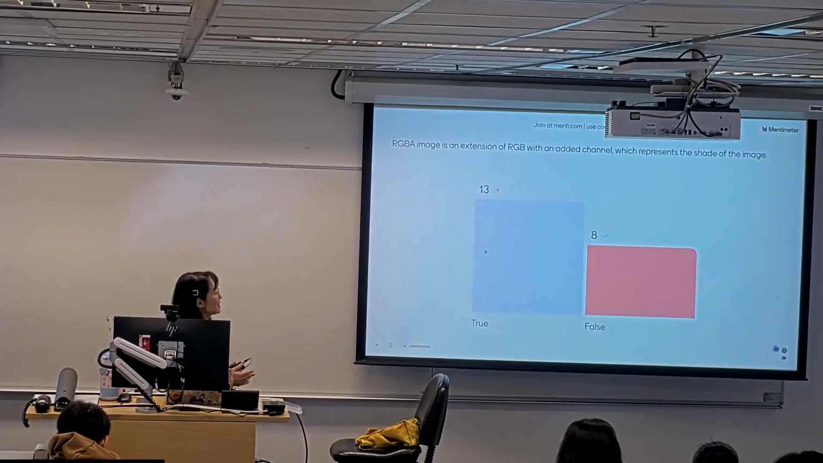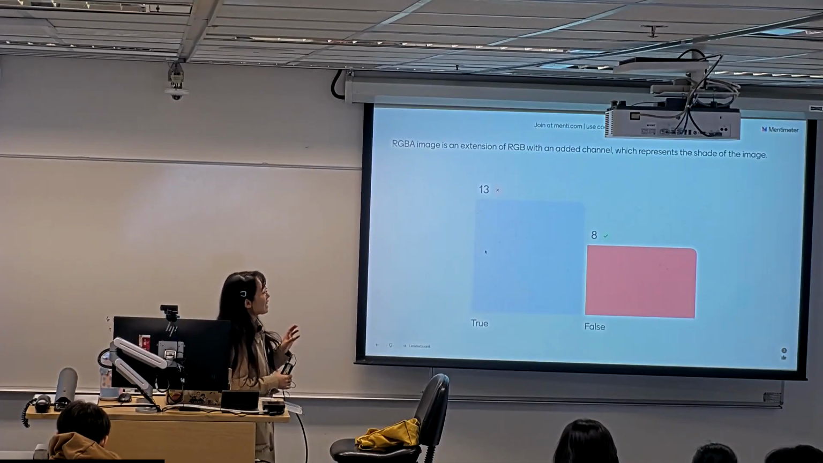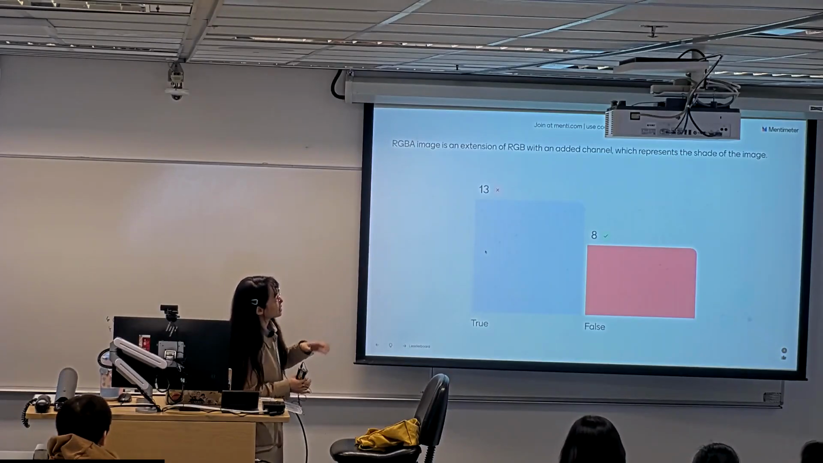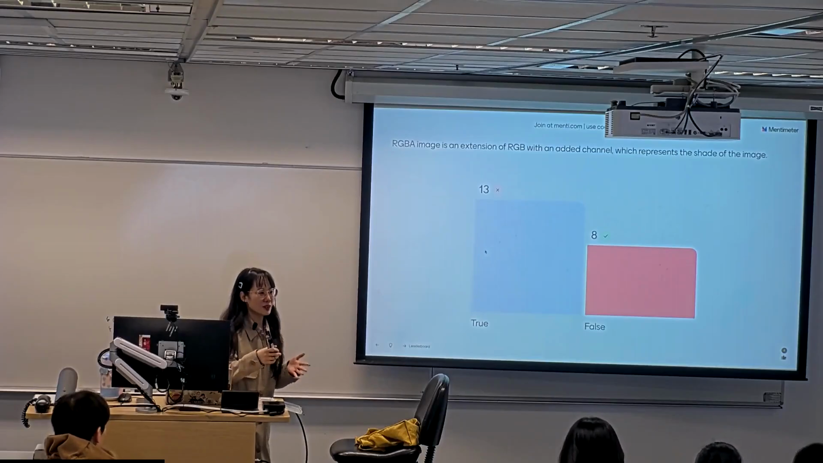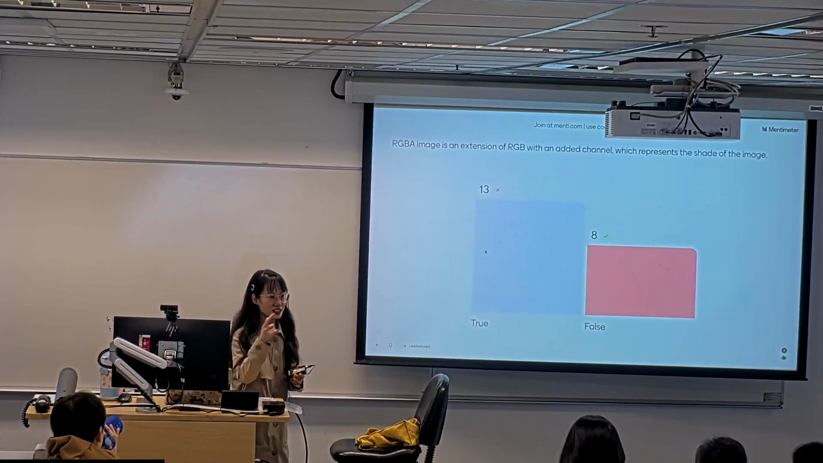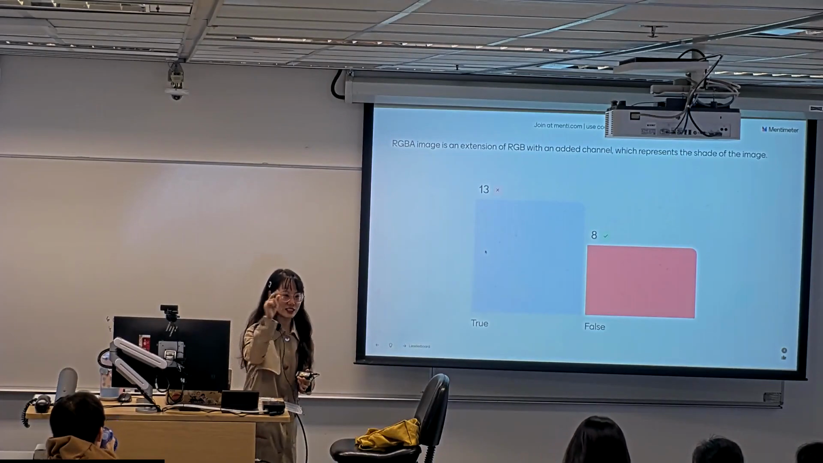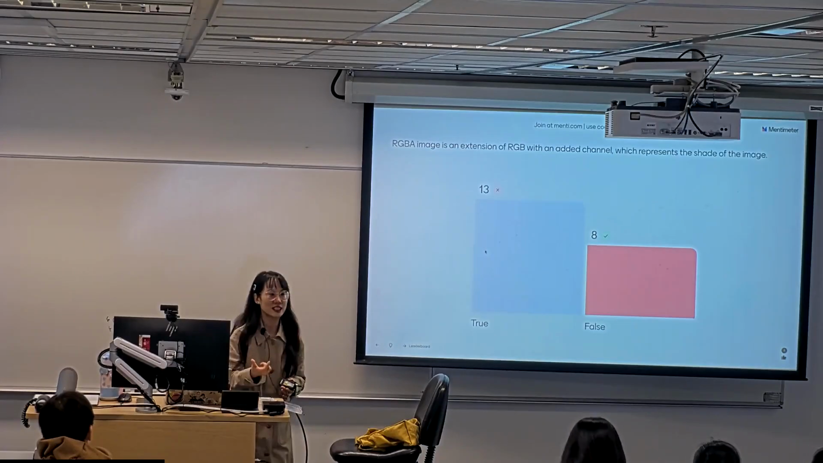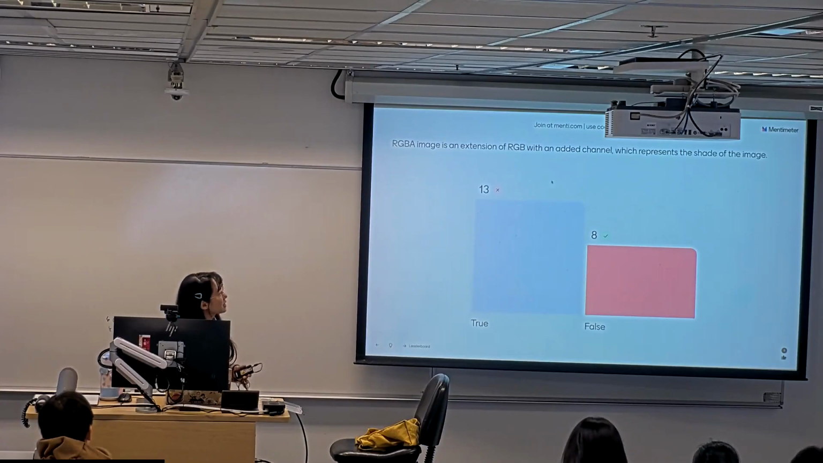Okay, this is false. The alpha channel represents the transparency. Transparency is not the same as shade of the image. Shade basically means that you consider that there is some light source in the environment, like there is a sun, then there will be some shade of the object. That's the shade. But the transparency is another thing. That's how opaque each pixel is. So basically, they are different things. The added channel represents the transparency, not the shade. So this is a false statement.